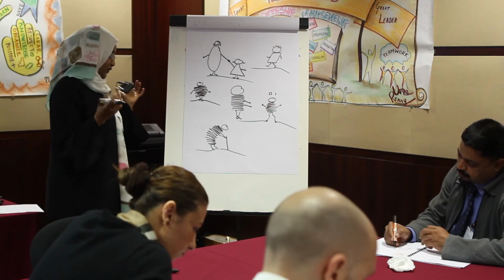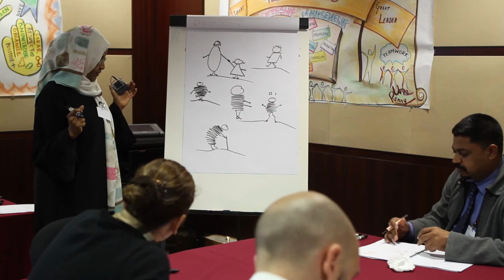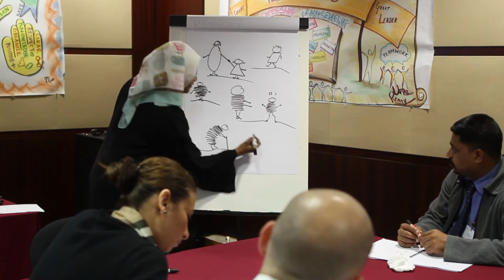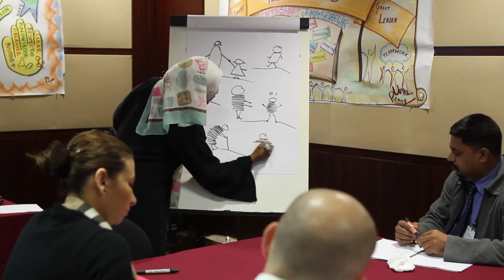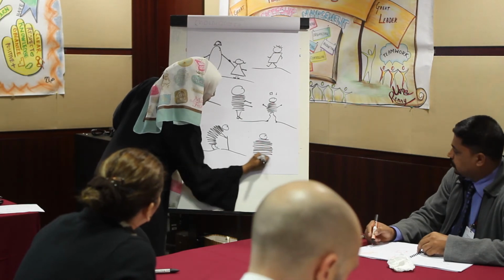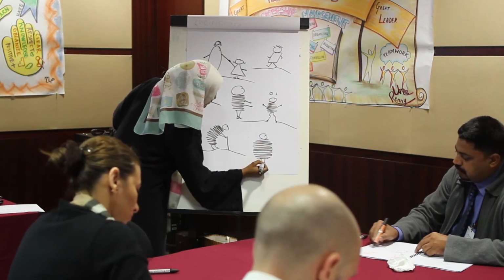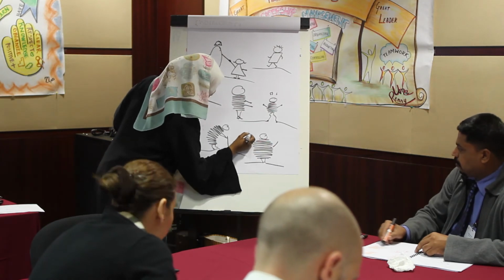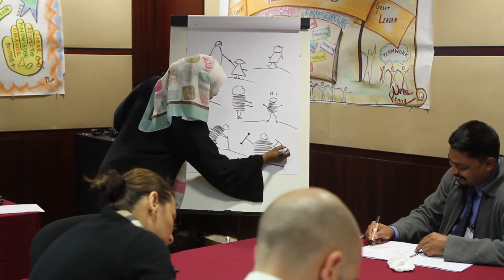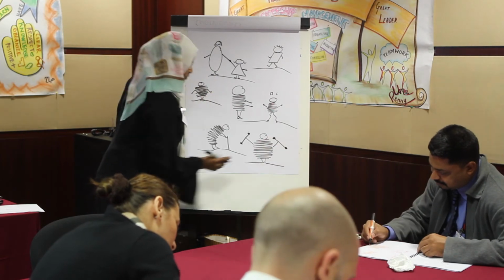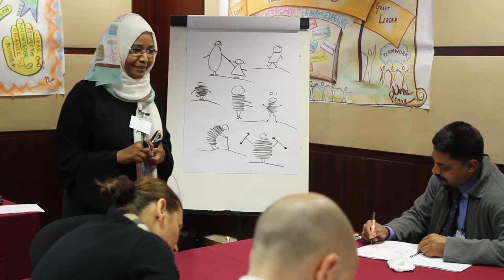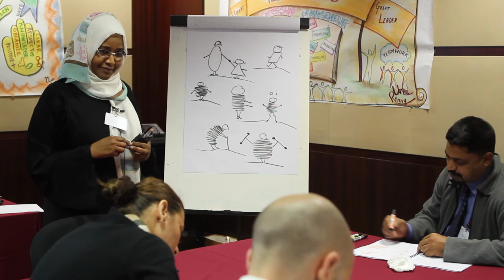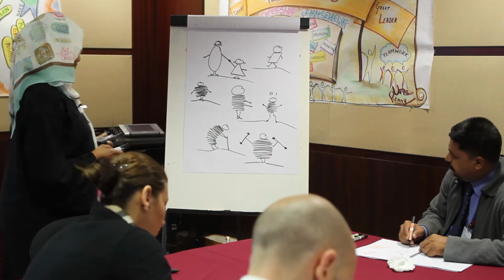What do you want to draw? Look at this very fat man. He wants to lose weight. So he's playing with dumbbells. Right? So give me the meaning of idea.